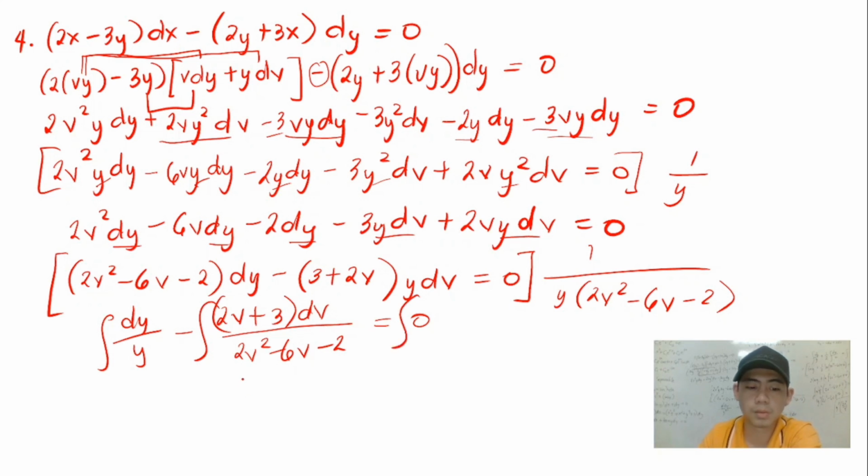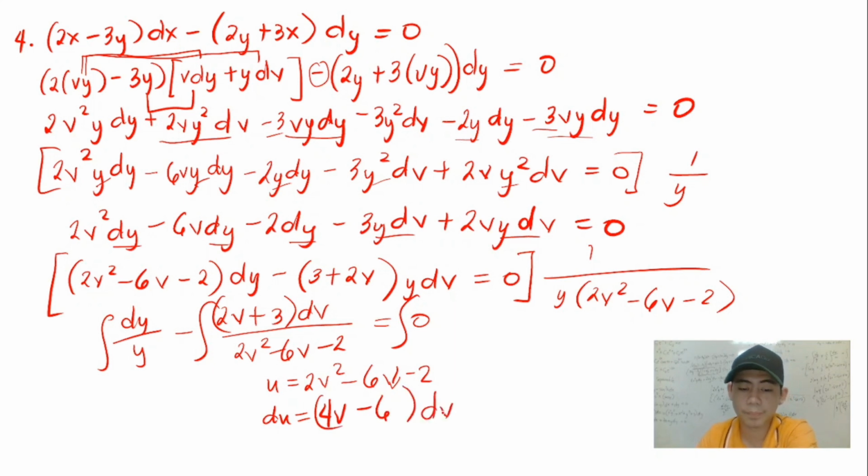Okay? So, again, let u is equal to 2v squared minus 6v minus 2. Okay? So, du is equal to 4v minus 6. Okay? Then, dv. But, du is equal, labas natin yung common factor which is 2. Okay, so 2v minus 3 dv. Okay, so equal na siya ngayon sa, sorry.